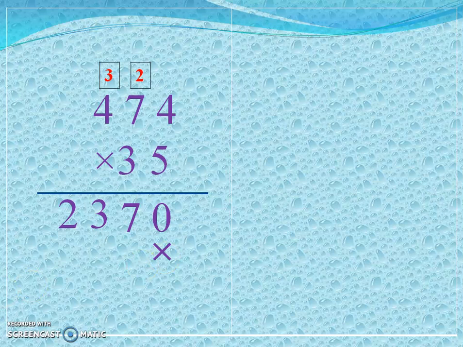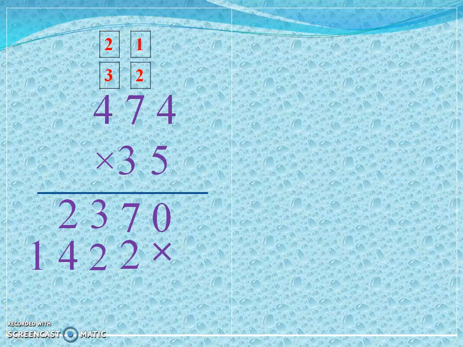So let's start multiplication. 3 4s are 12 where 1 goes up as a carryover, 2 comes down. Similarly 3 7s are 21 plus 1 gives you 22 where 2 goes up as a carryover, again 2 comes down. 3 4s are 12 plus 2 gives you 14. Now this is the answer. 1422 is the answer that you have got by multiplying 474 and 3. And 2370 is the answer that you got by multiplying 474 by 5.